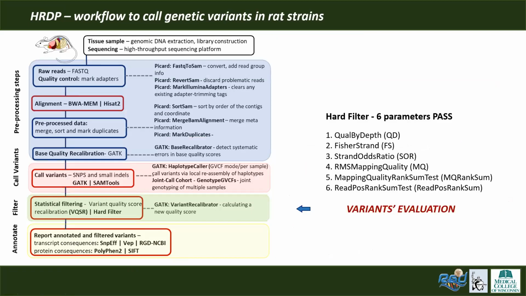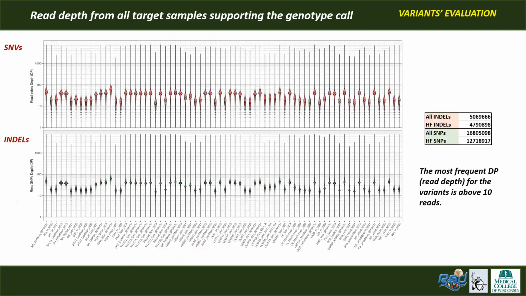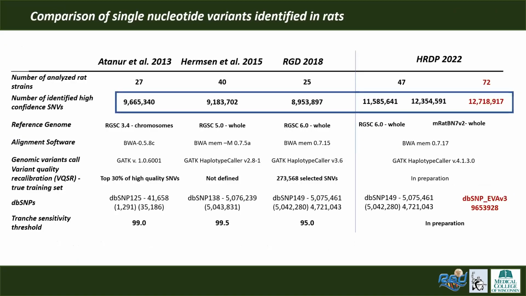In the process of assessment of variant quality, we applied hard filtering methods, so each variant must pass 6 parameter thresholds. After applying those filters, we can see that the numbers of total variants dropped, and only variants supported by more than 10 reads were selected as a high confidence variant set. To compare our results with previous studies, we can see a nice increase in variants number, defining a bigger population of rats. So we've got a higher number and more complete data sets.